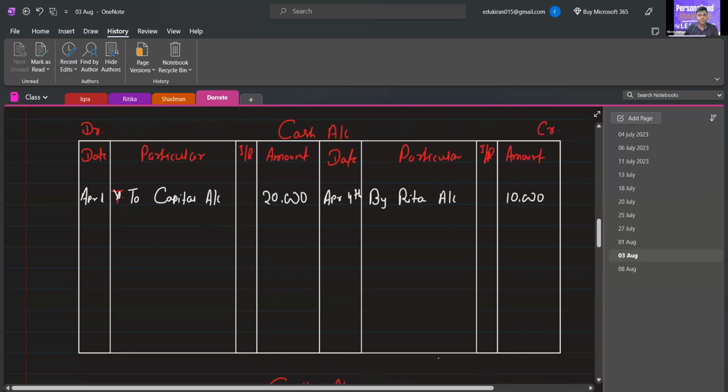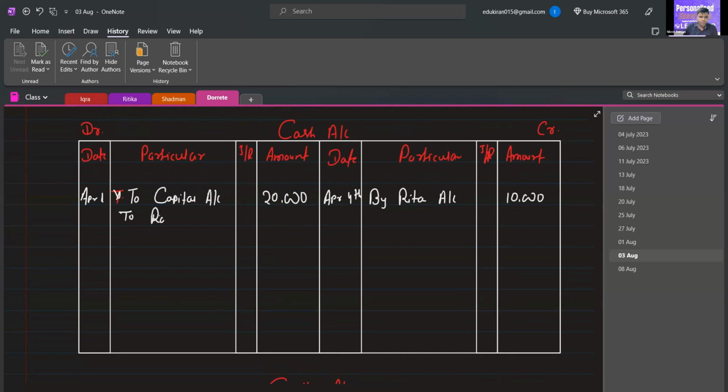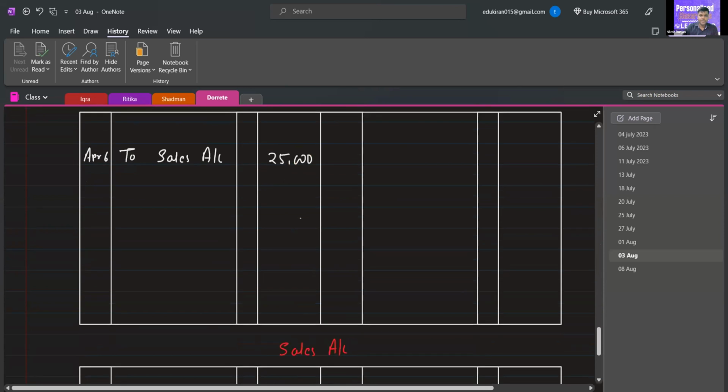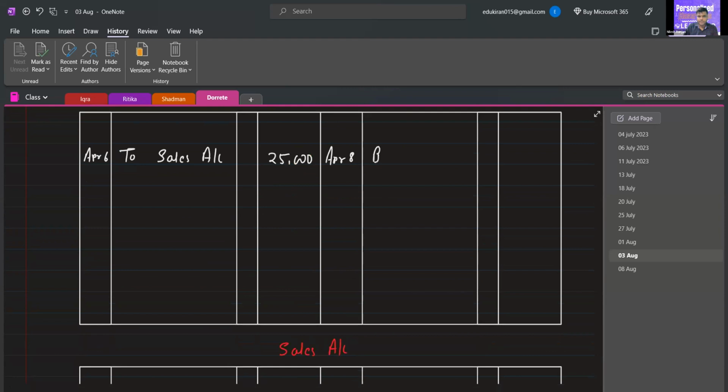Now the next entry is received cash from Rohit. We are receiving cash from Rohit. So cash account debit to Rohit. Cash is on the debit side, so to Rohit account. April 8 to Rohit account 20,000. And in Rohit account, by cash, 20,000. Okay, sir.